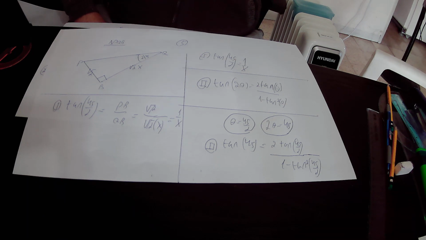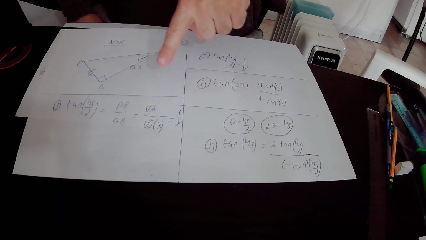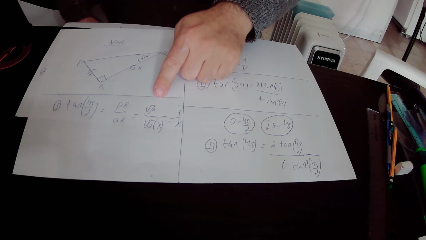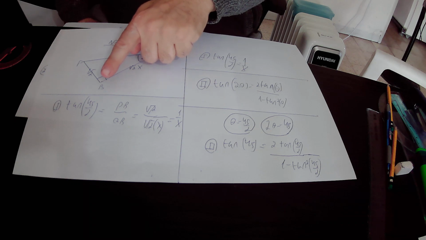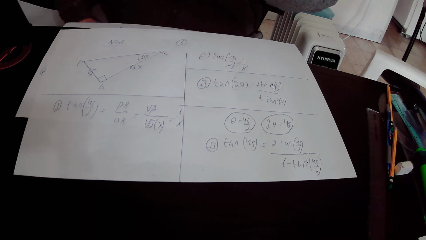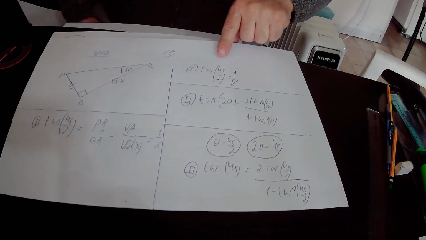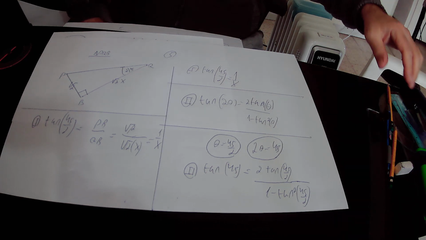So in the right triangle PBQ, tangent 45 over 2 degrees equals PB over BQ. PB is square root of 2, BQ is square root of 2 times x. So we have square root of 2 in the numerator and square root of 2 in the denominator, so the square root of 2 gets cancelled, and we finally find that tangent 45 over 2 degrees equals 1 over x. This is according to equation number 1.